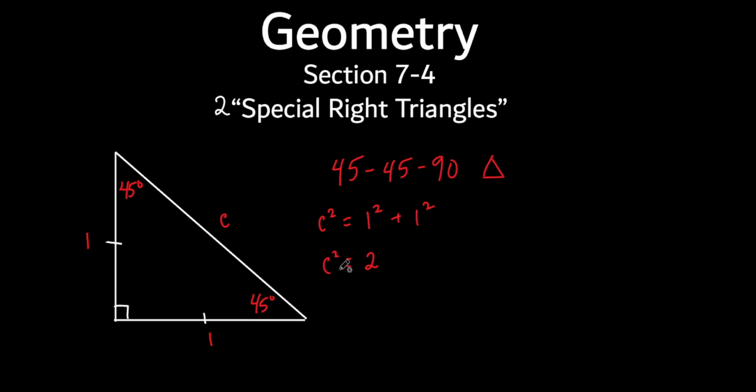So what do we do here? I want to get C by itself. I want to solve for C. So what do I do? Take the square root. What's going to happen if I take the square root? That's going to cancel the square, but I also have to do it to the other side. So C is equal to what? The square root of 2.